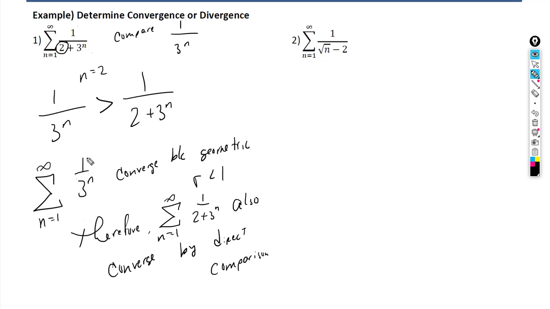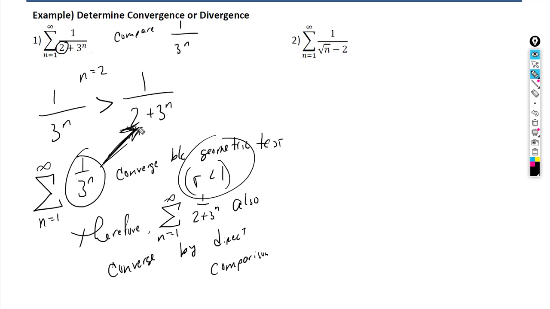Okay? So because we found another function that mimics this function here, and that converges based on the geometric test, because r is less than 1. I'll put this around parentheses. Because 1 over 3 to the n mimics this, and this converges, this is going to imply that this one is going to converge. Okay? Let's go to the next one.